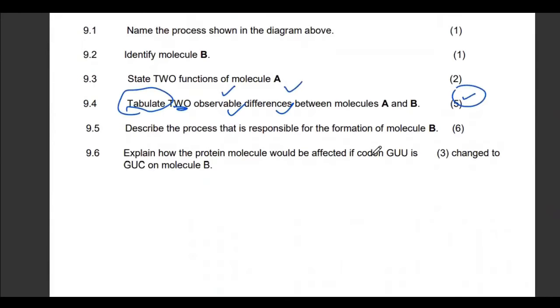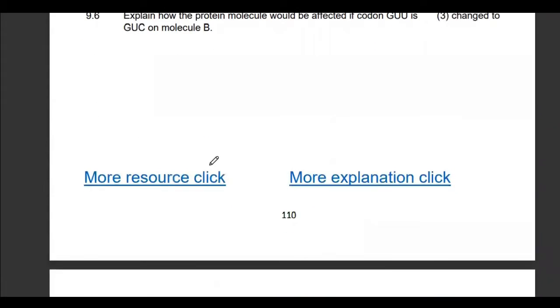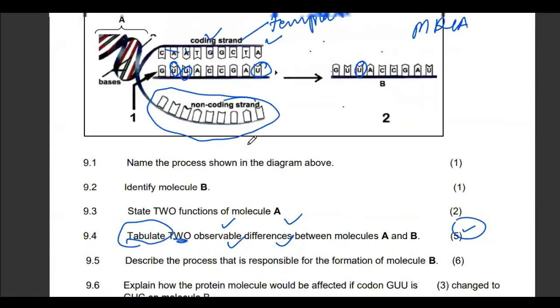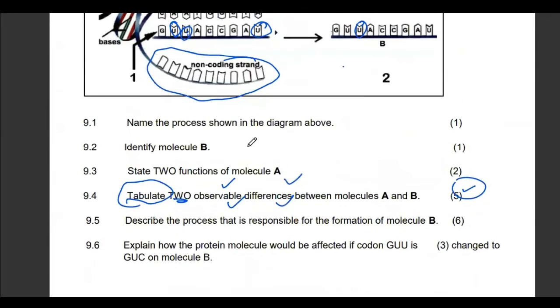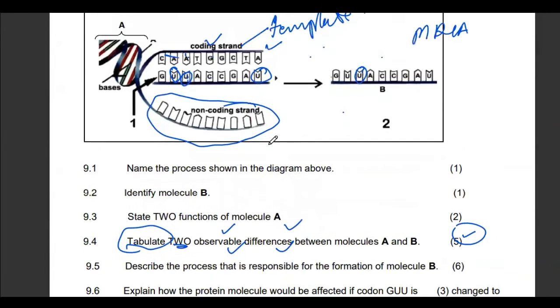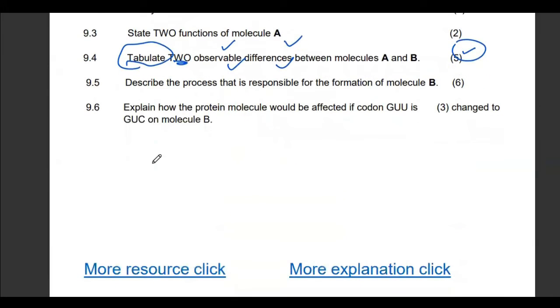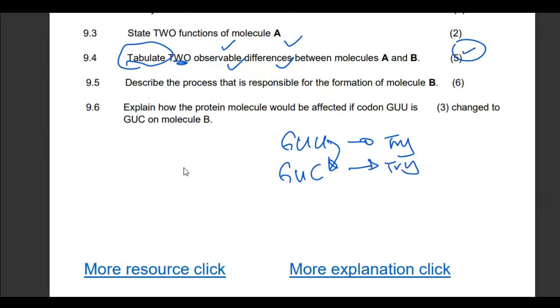Explain how the protein molecule would be affected if codon GUU is changed to CGC. It depends on two things. If there is a table, you compare the table and see if it's going to lead to a different amino acid. But because this is open, we assume that it's going to be a different amino acid. For example, if you started with GUU and then GUC, from this to that. If this codes for tryptophan, and this one also codes for tryptophan, however much this has been changed to this, it is going to code for the same amino acid. Therefore, the functioning of the protein is not going to change.